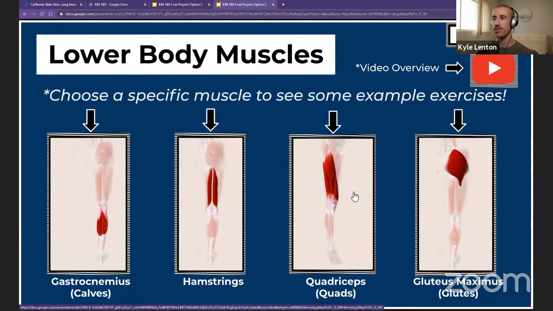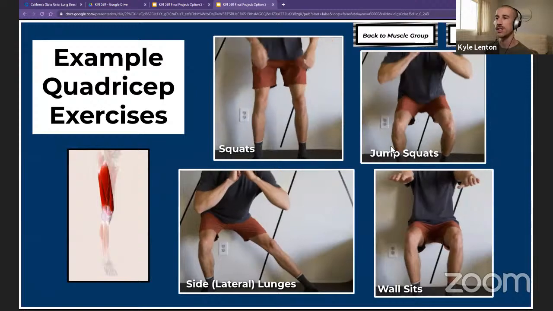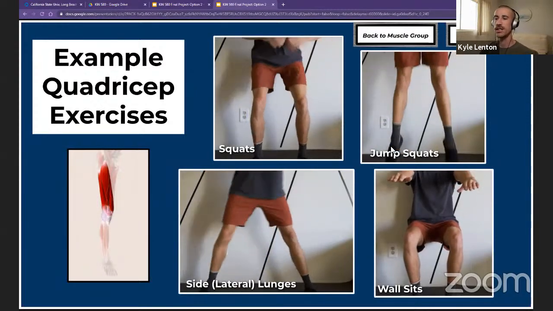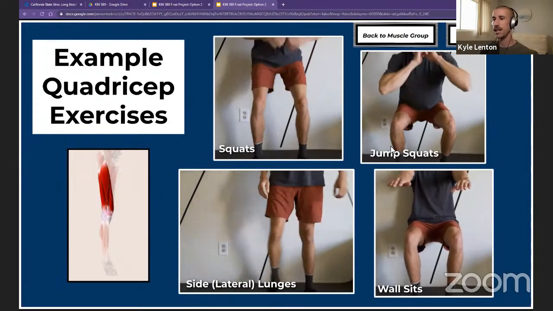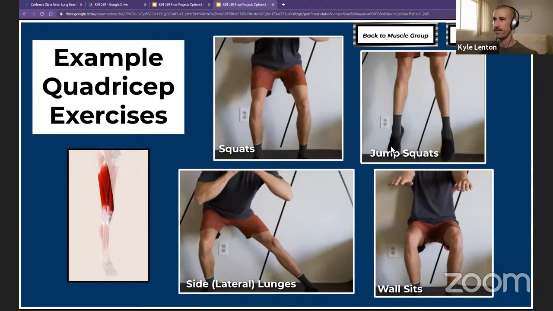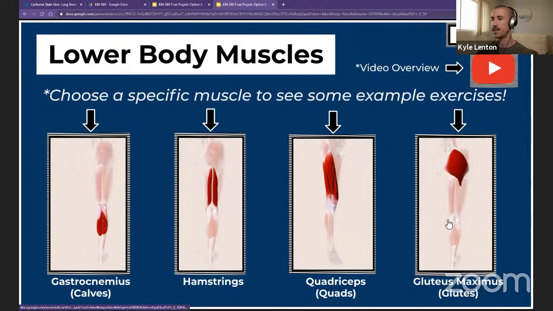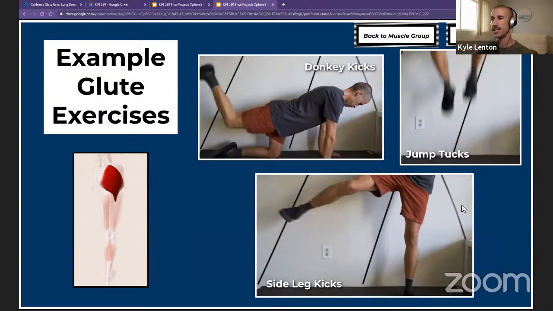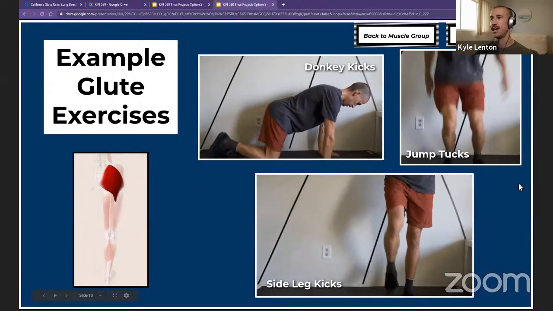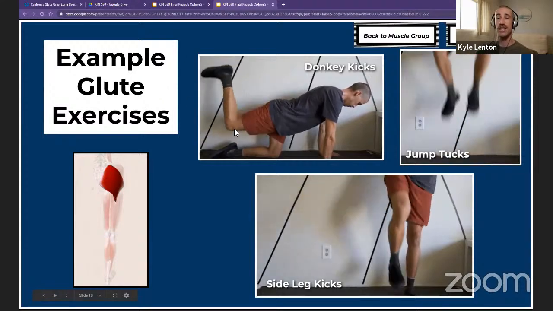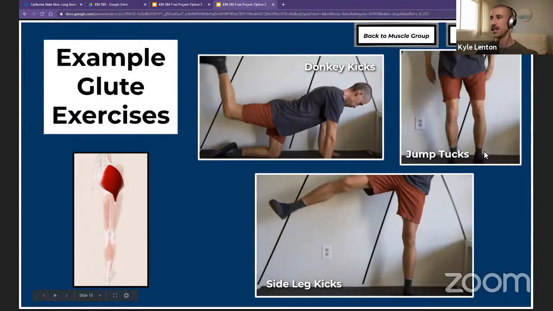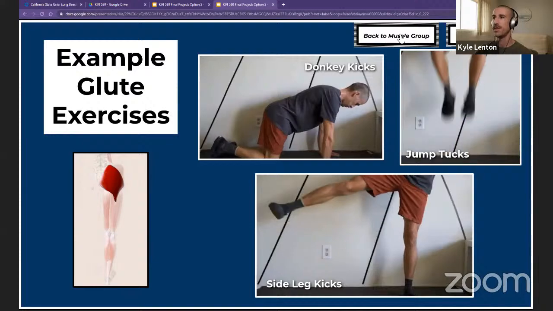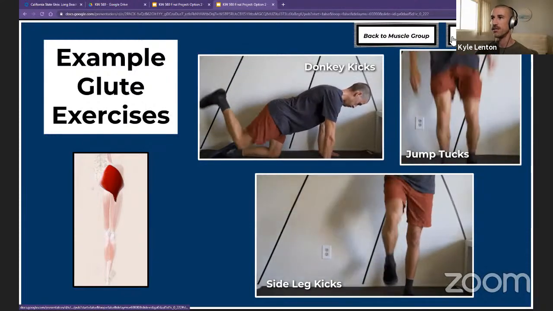And for the quadriceps, I included squats, jump squats, side or lateral lunges, and wall sits. And then last but not least, the glutes, I had donkey kicks, jump tucks, and side leg kicks. I had to do a lot of explaining that there's a lot of overlap in these leg exercises, but most of these are targeting specifically which one is included.